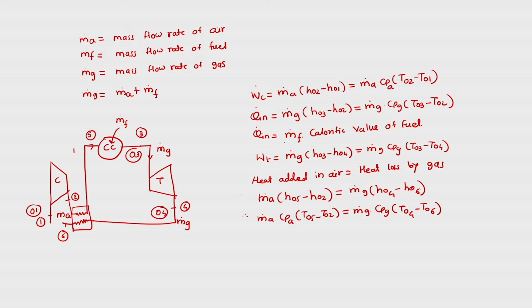Thus a few things are to be remembered here: we have to always use different Cps for air and gas, different mass flow rates for turbine and compressor, and we also have to consider different pressure ratios, RP compressor and RP turbine, since there are losses in the real cycle. With this we conclude the real cycle and its calculations. Thank you.